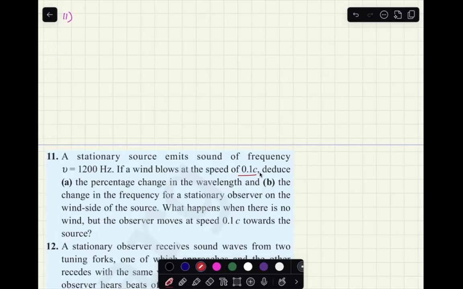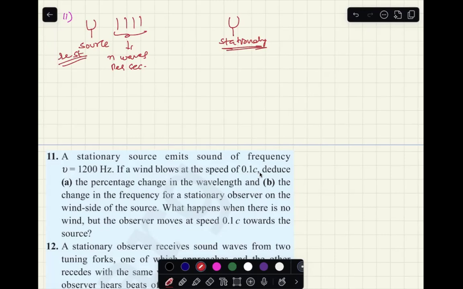Please try to understand what is the effect of the wind. Imagine that this is the source, and here is a stationary observer. If it sends n waves per second, and the observer is also at rest, also stationary, the stationary observer will hear n waves per second. No change.